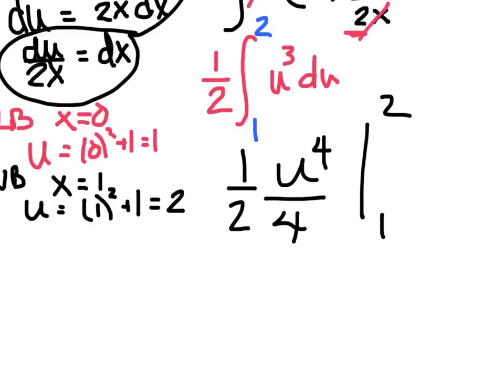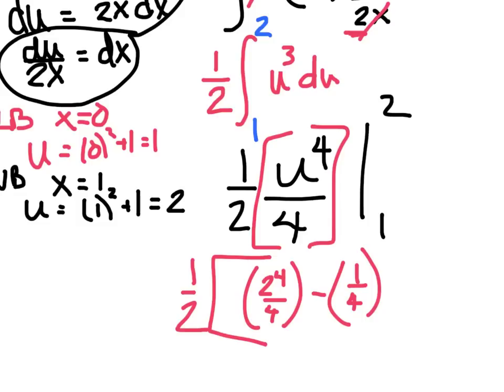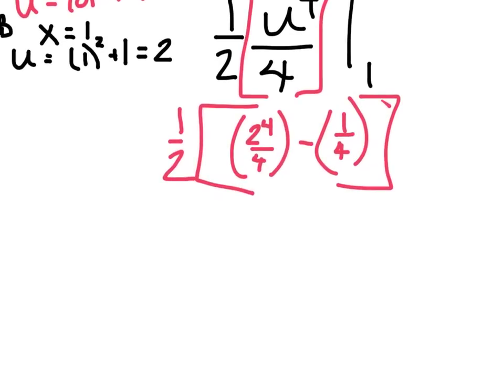We draw that vertical line, 1, 2. And we're just going to substitute this in. Now, remember, that 1/2 is times that, so I'm going to leave my 1/2 out front. And I'm going to substitute in the 2 first. So I get 2 to the 4th over 4 minus 1 to the 4th over 4. I'm going to clean up inside and then multiply by my half. And again, that's just a personal preference.